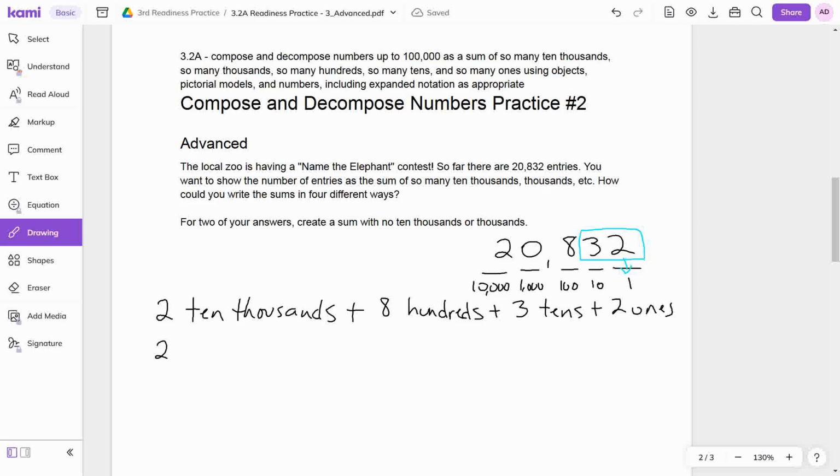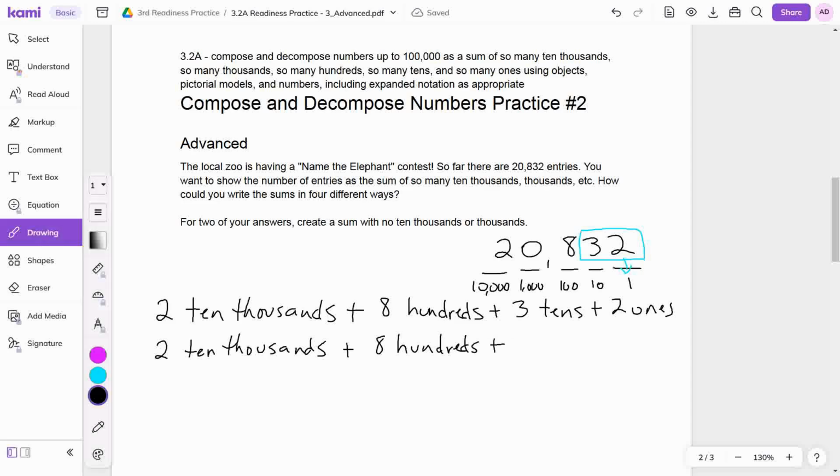So let's say 2 10,000s. We're going to keep this first part the same. We're going to say 800s. But when we get to the end here, instead of 3 10s, 2 1s, we can say 32 1s. Now that's going to help us because we need 2 answers that have no 10,000s or thousands. And so we have some options. We can use what we just learned to do that.